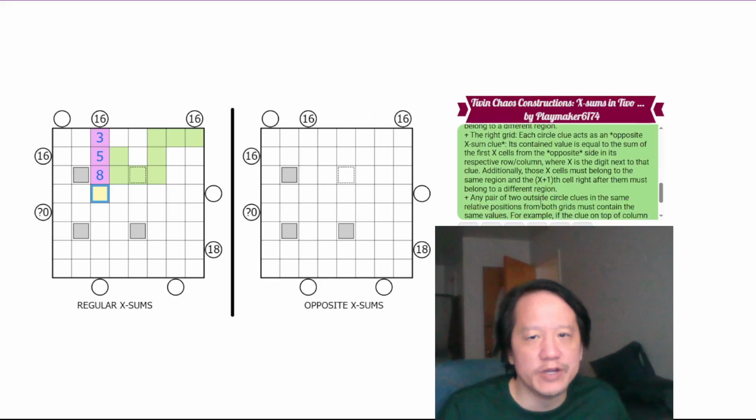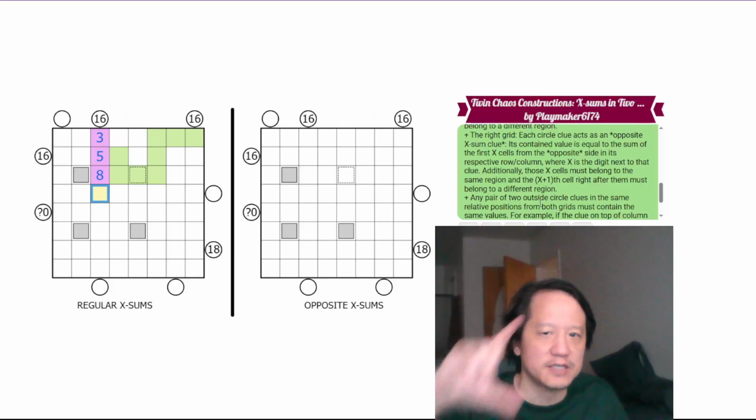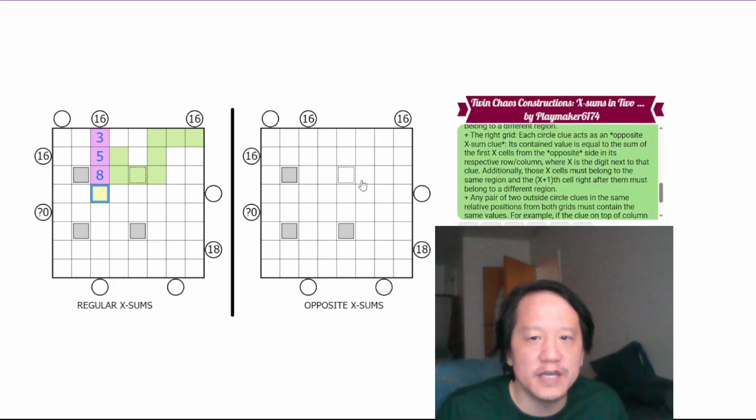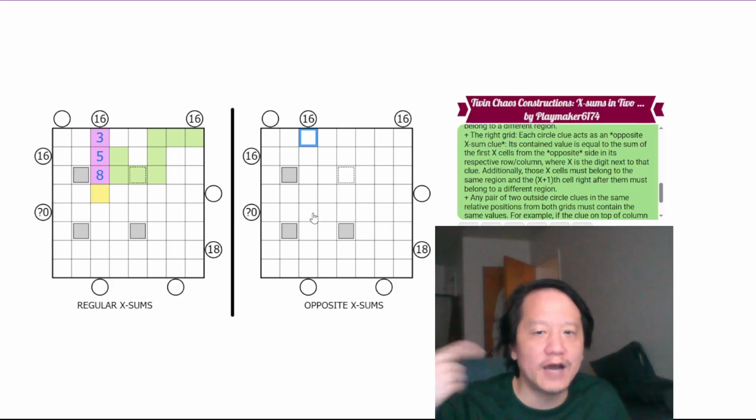For the right grid, each circle clue acts as an opposite xsum clue. That is, its contained value is equal to the sum of the first x digits from the opposite side in its respective row and column, where x is the digit next to the clue. And the x plus 1th cell right after them must belong to a different region.